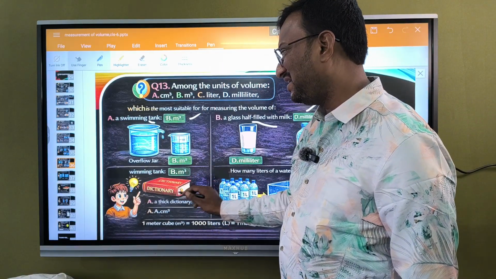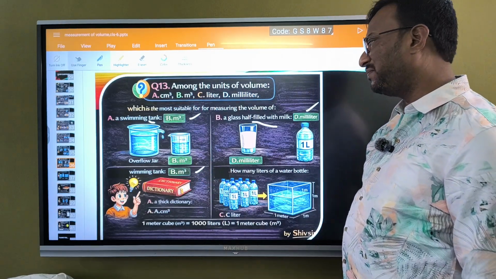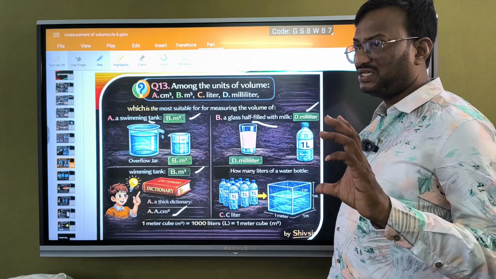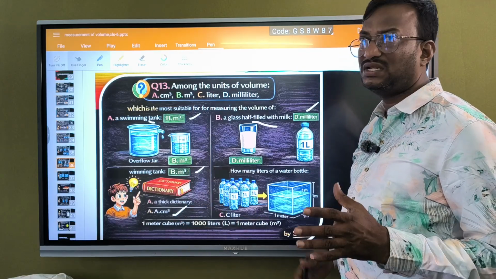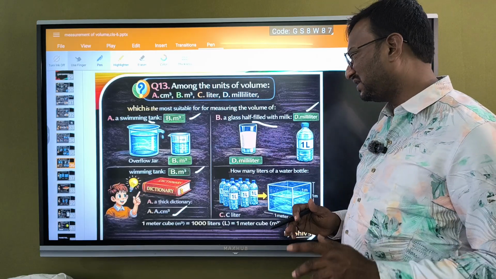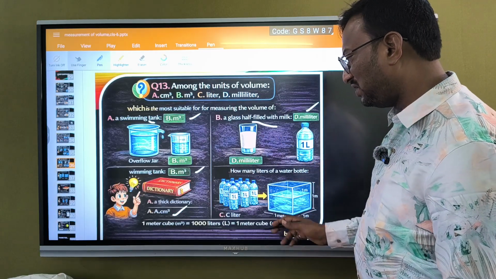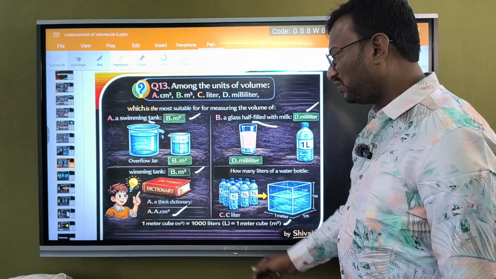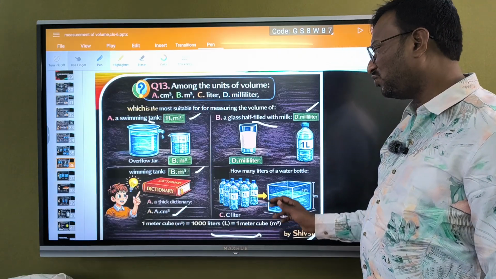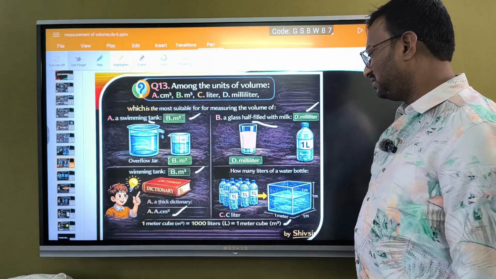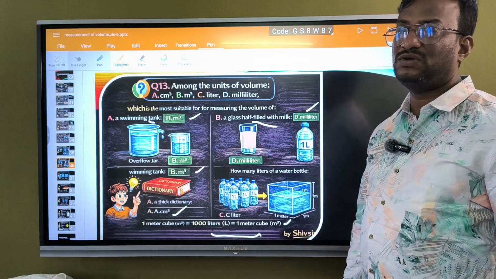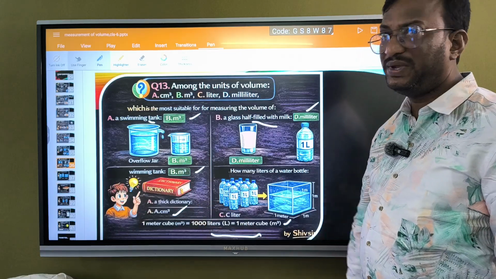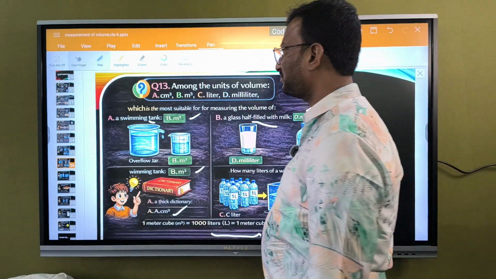Next, a thick dictionary will be in terms of cubic meter or cubic centimeter? Cubic centimeter, because the book is of some little size. Then a water bottle will be measured in terms of liters. So 1 meter cube is equal to 1000 liters. How many liters will the water bottle fill? In terms of liters we are going to measure. That is C.